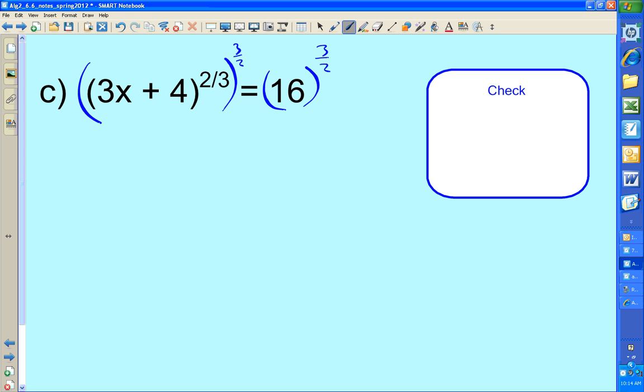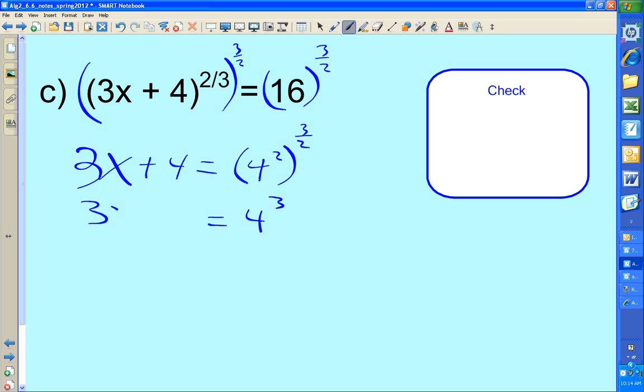On the left-hand side, you get 3x plus the 4 all by itself. How could I rewrite 16? You could do 2 to the 4th. What else could you do? 4 squared. So if we do 4 squared to the 3/2 power, and we multiply our powers, what do we get? 4 to what power? 4 to the 3rd. What is 4 to the 3rd? 64.